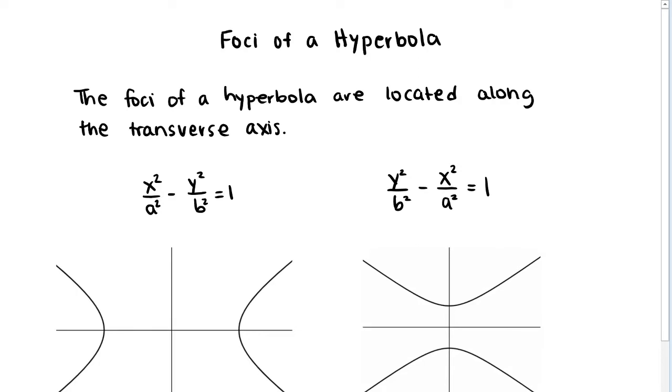Hey everyone. So in this video I'd like to talk about the foci of a hyperbola. Just like with ellipses, there are two foci in a hyperbola, and these foci are located along the transverse axis. So this is just the line that goes through the vertices of our hyperbola.